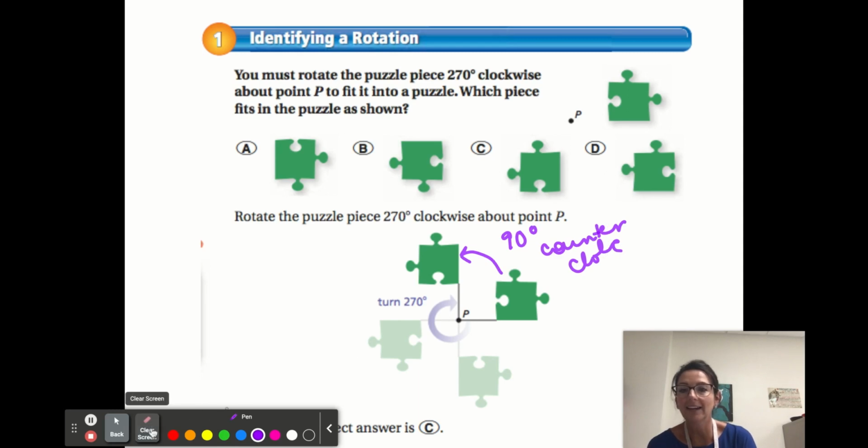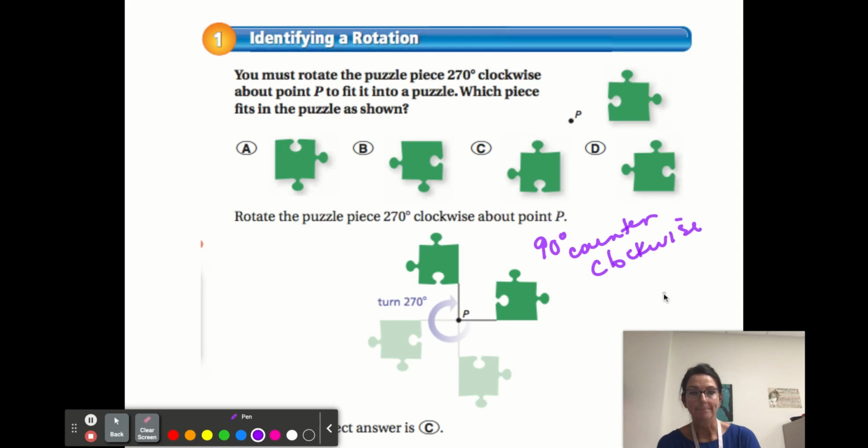Let's just try this again. Okay, so 90 degrees counterclockwise is 270 degrees clockwise. So that's one way that we can use it. I mean, we could do three separate moves, or we can do one move in the opposite direction and take this piece in that direction to get the same effect as this one. So keep that in mind because that may be very helpful for you.